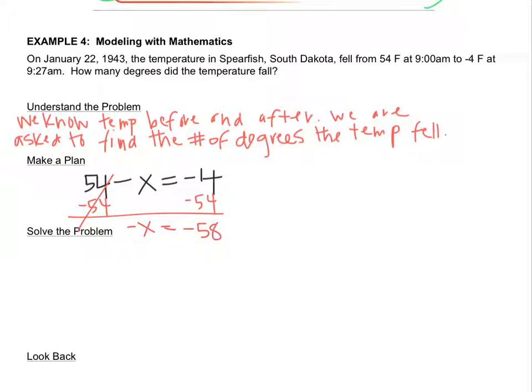And then just like in that earlier question, I'm going to divide both sides by negative 1. So I get x equals 58. So it went down 58 degrees.